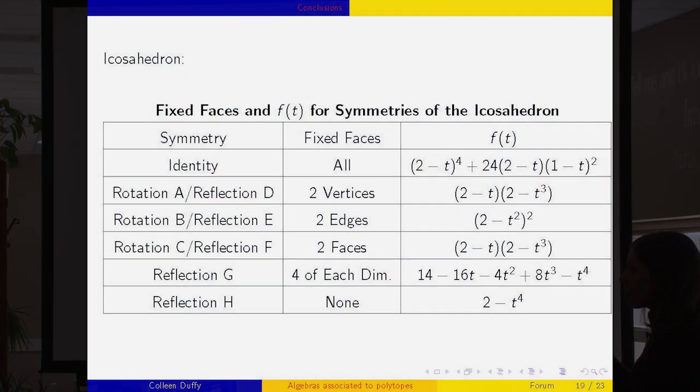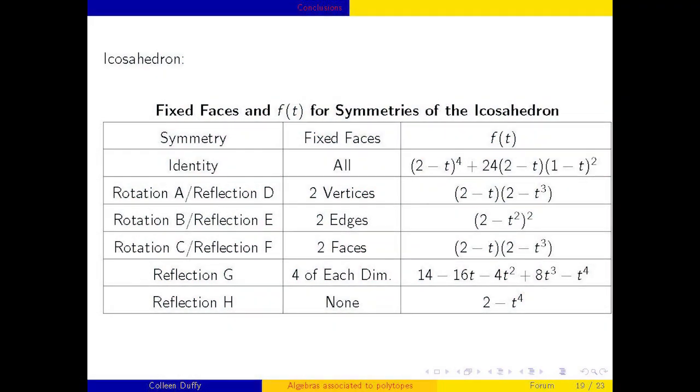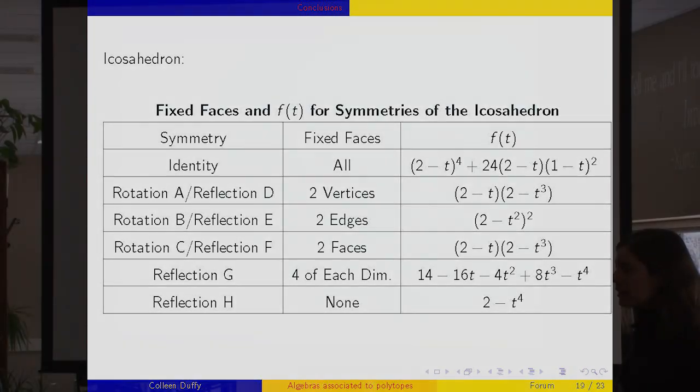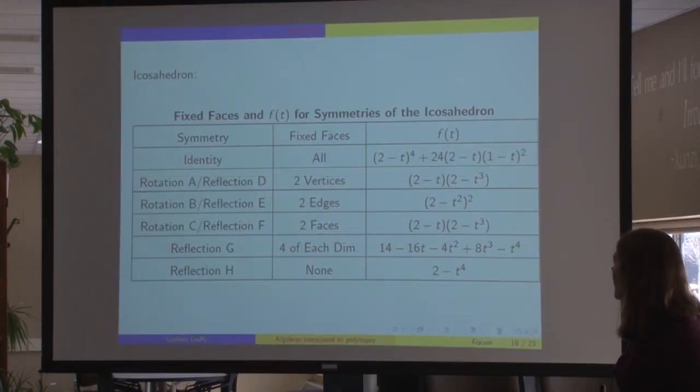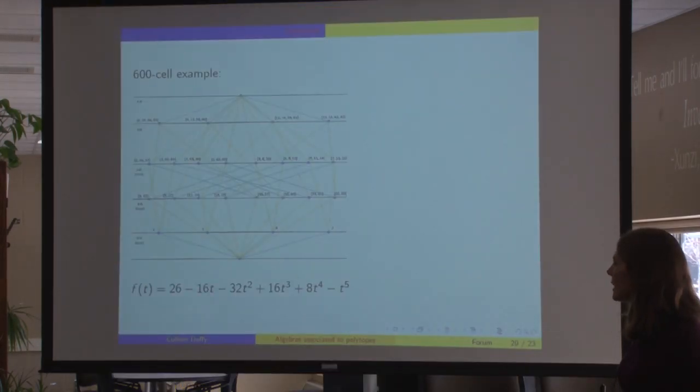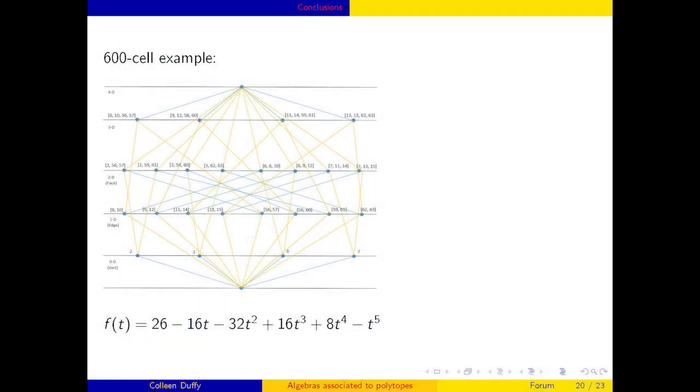For the icosahedron, because it's just three-dimensional, we don't have to have a general formula. And so these are what they look like for the icosahedron. So just all the results, all those f of t functions. And then for the 600 cell, that's even worse than the semi-hypercube picture. And so here is just one example of a reflection of the four-dimensional icosahedron and what its function looks like.